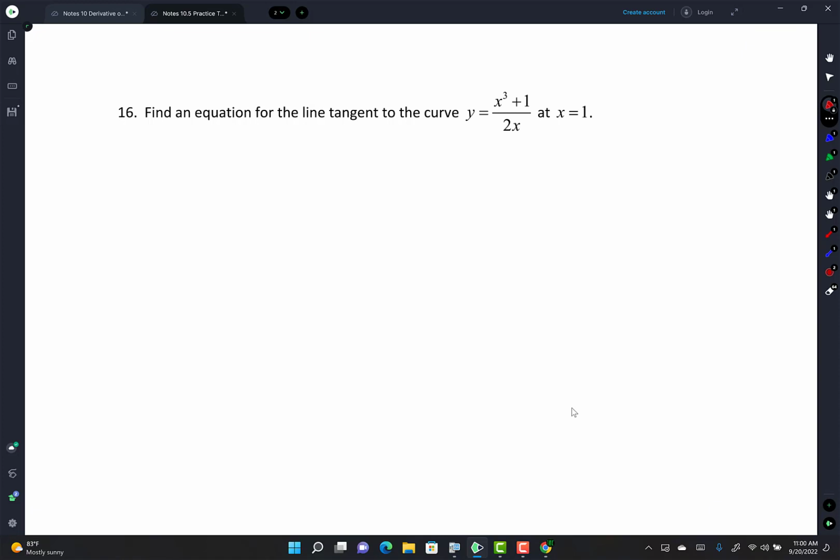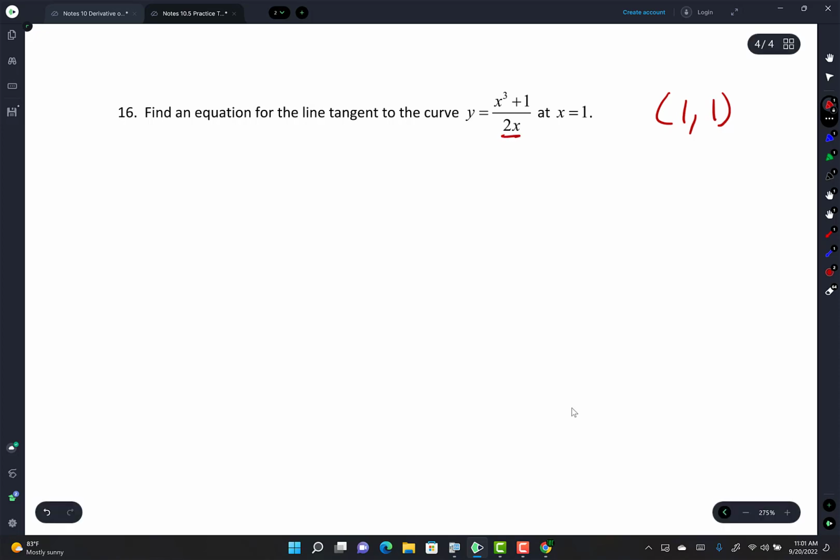Just because it looks like we have to use quotient doesn't mean you do have to use quotient. I wanted to bring this example up as a perfect example. I want a tangent line. I need two things. What and what? Point and slope. Here's my point. 1 comma 1 plus 1 is 2. 2 divided by 2 is 1, so my point is 1, 1.